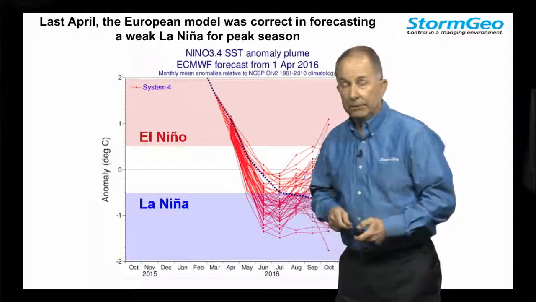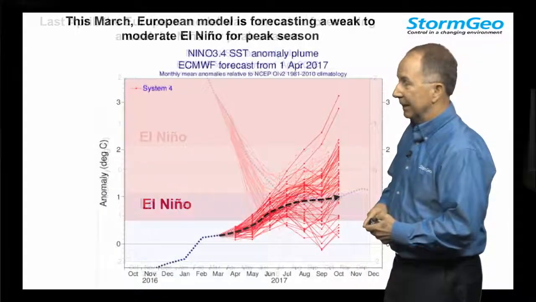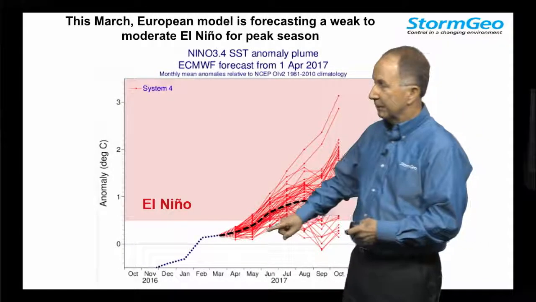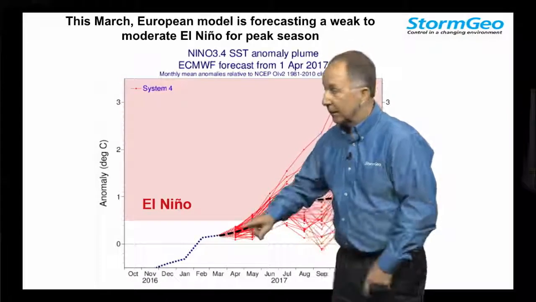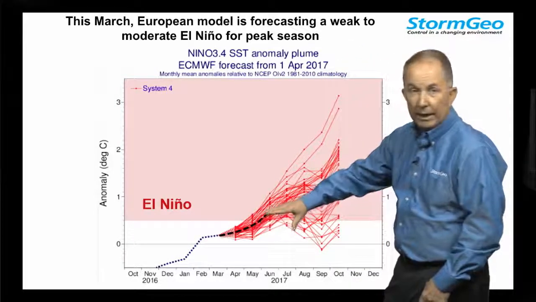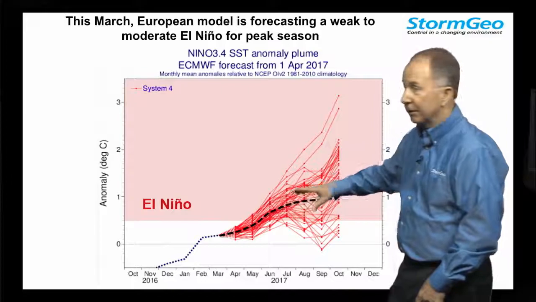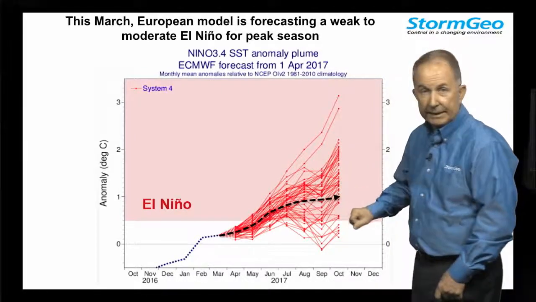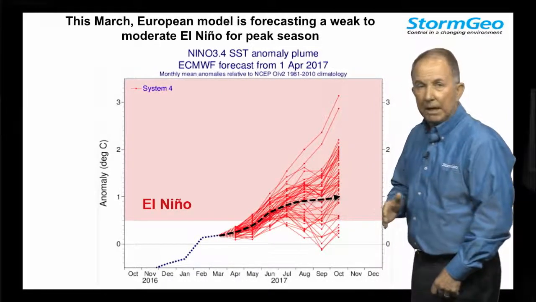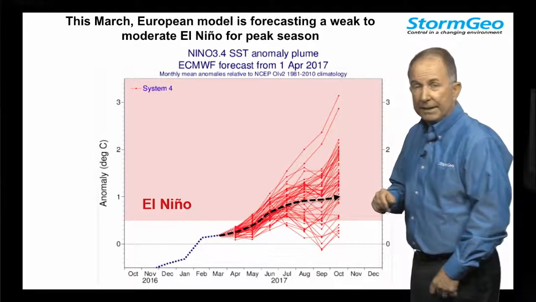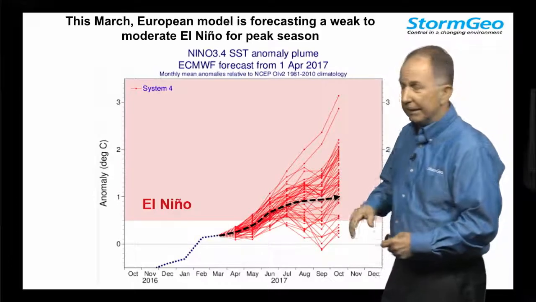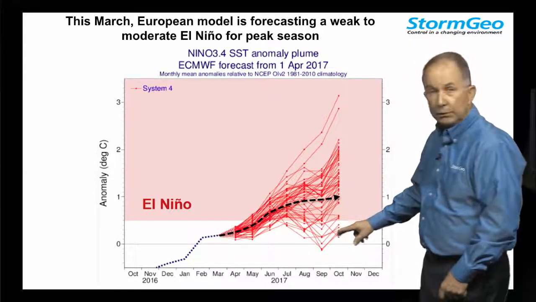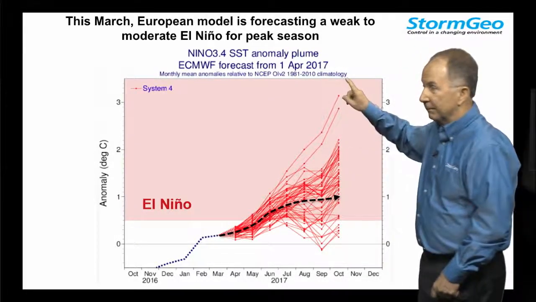The forecast for this April from the European model is a bit different. We don't see any La Nina here. Water temperatures in the tropical Pacific and the El Nino region are already above normal. The forecast is for temperatures to slowly rise through the rest of the spring and into the summer. And by peak season, we may be looking at a moderate, maybe a weak to moderate El Nino this year. And there is a good deal of uncertainty for forecasting El Nino this far out. There's a great deal of spread from neutral conditions here to all the way to a very strong El Nino.